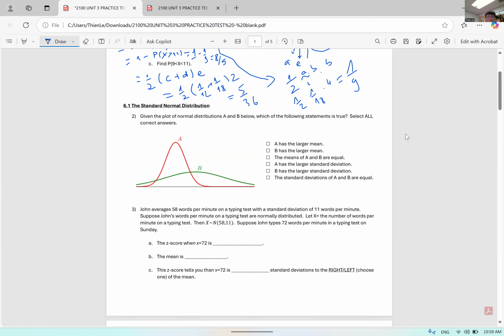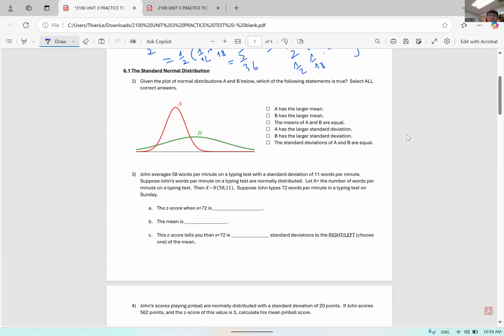So in 6, given the plot of two normal distributions, which of the following statements are true? Choose all correct answers. You need to know how to look at the normal distribution. The normal distribution is represented by two quantities: the mean and the standard deviation. The mean shows the central tendency of the distribution, so when you look at the mean, you should look at where the peak is.